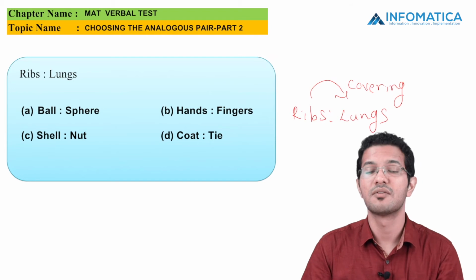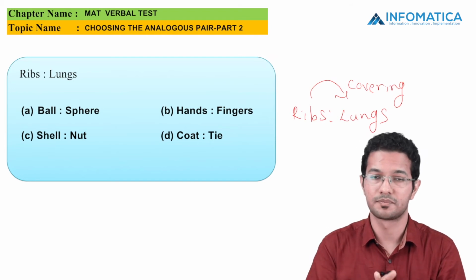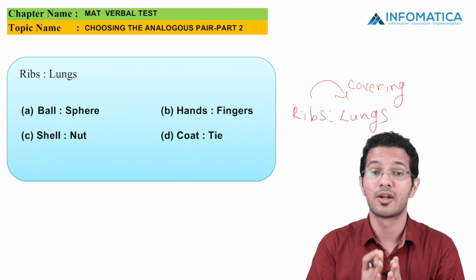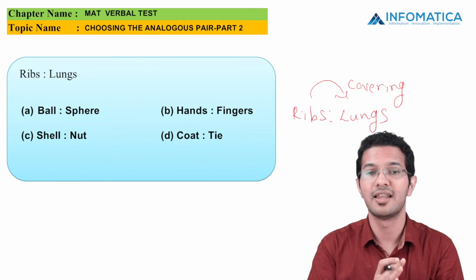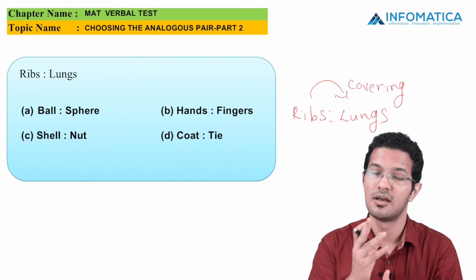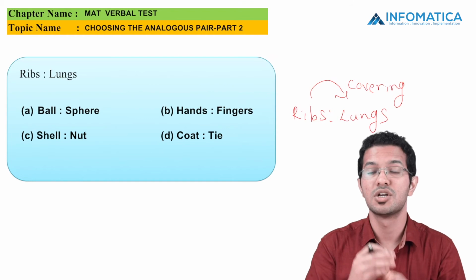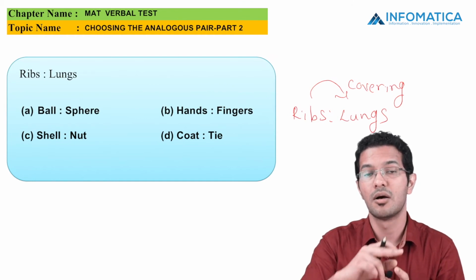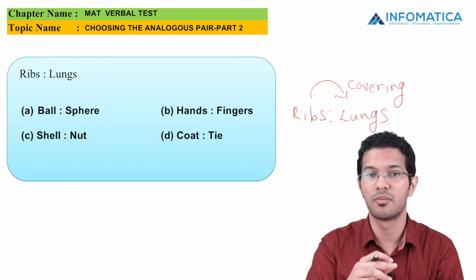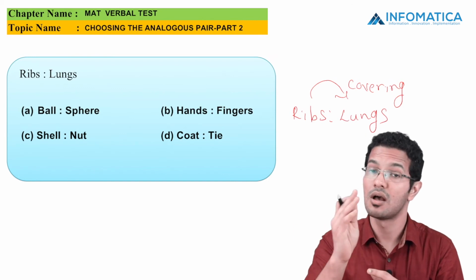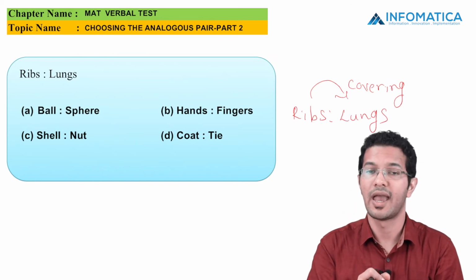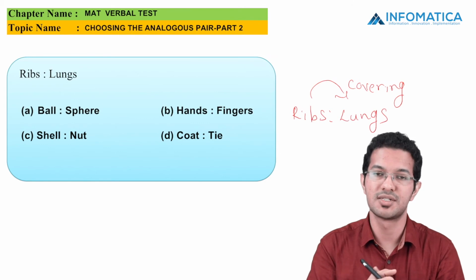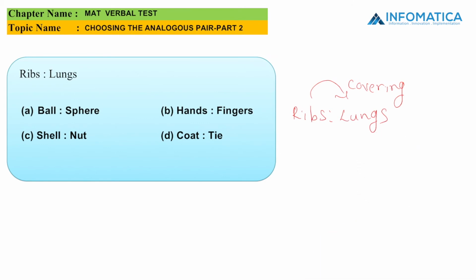In this relation, we are talking about the covering. So we can say that option C, which is shell is related to nut, is the right answer, because shell is nothing but a protective layer, or it is forming a coat-like structure around the nut. Hence, we can say that option C is the right answer.